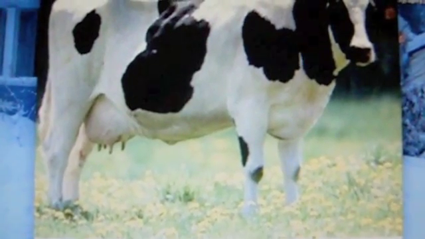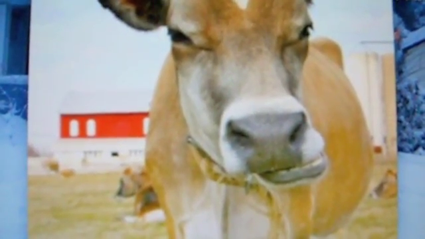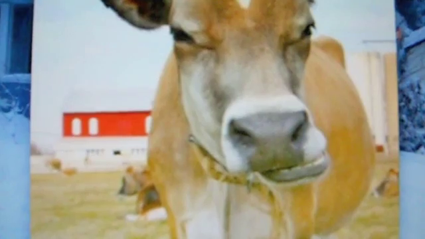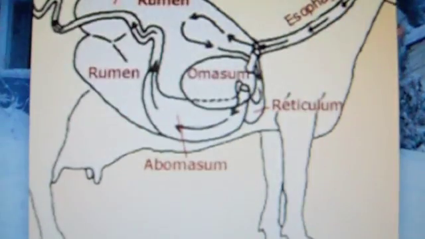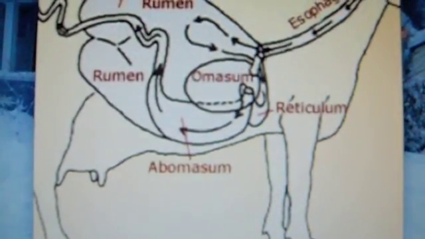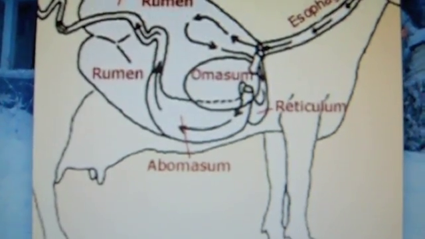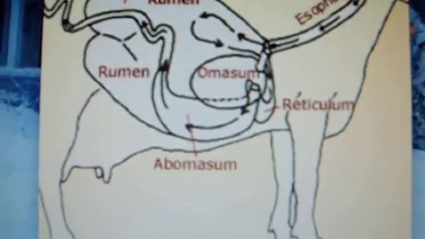Cows eat a lot of food which is very difficult to digest, so as a result they continuously regurgitate their food and then chew it and swallow and regurgitate and so on. Lastly, cows have a 4-chambered stomach so they can digest this difficult material much more quickly.